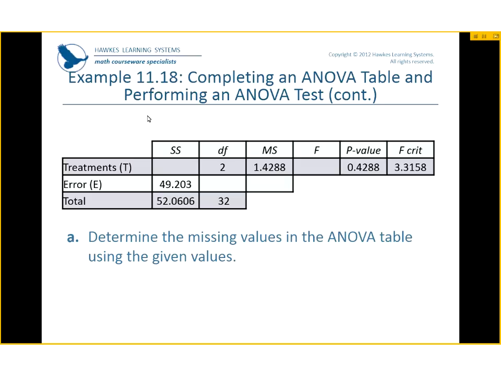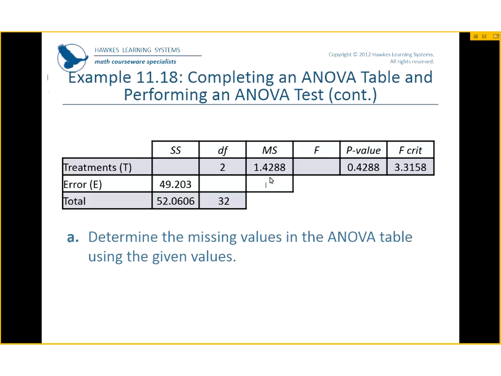All right, so let's start filling in the table. For the sum of squares treatment, the easiest way, if we're going up and down, is to subtract 52.0606 minus 49.203, and you get 2.857. So that would go here. Degrees of freedom error is going to be 32 minus 2, which gives you 30.